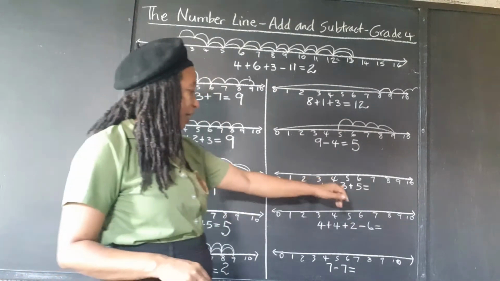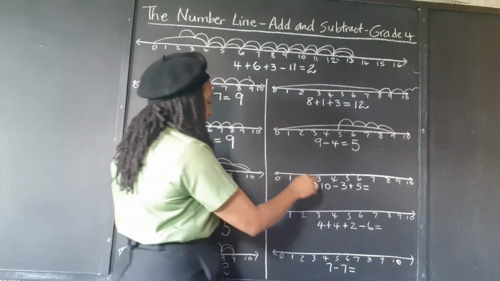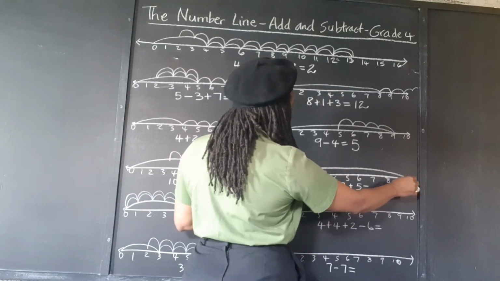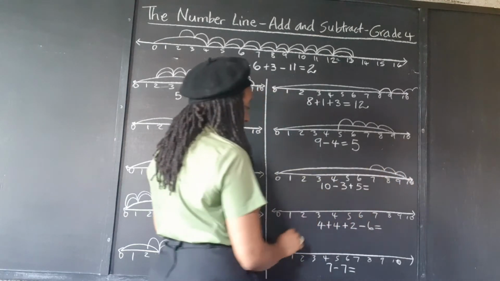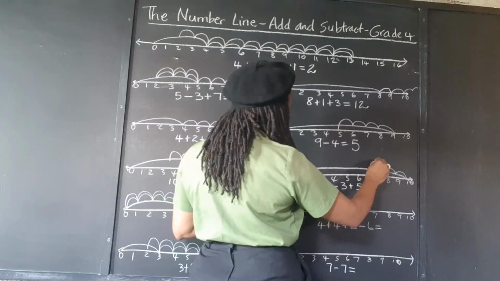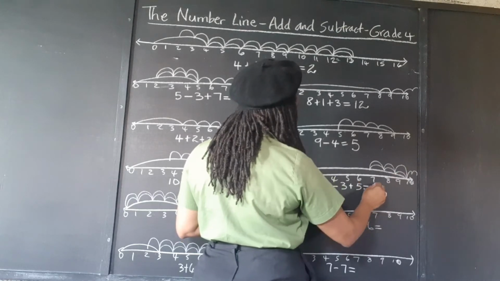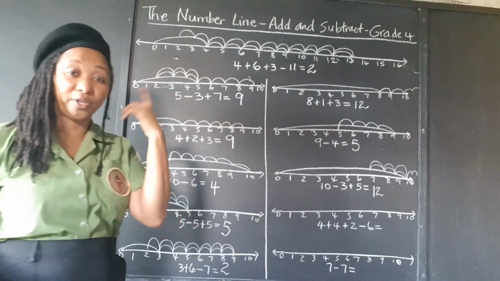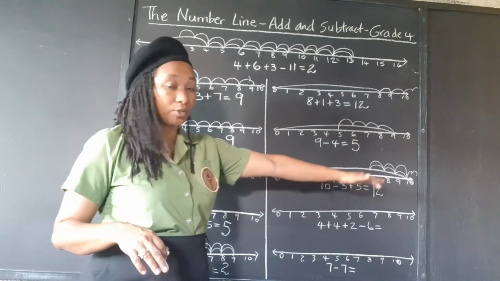Alright, 10 take away 3. And then we're going to add 5. So since we're taking away 3, so 0 to 10 first. Then we take away 3, we go back. 1, 2, 3 brings us to 7. And then we're adding 5 to that. From 7, we move to the right. 1, 2, 3, 4, 5. So it's 12 again. Gone off the number line, but we still have the number line in our heads. And we know that it's going to be 12.